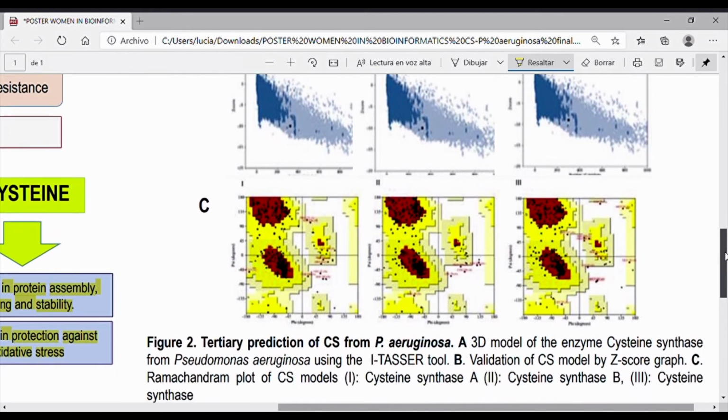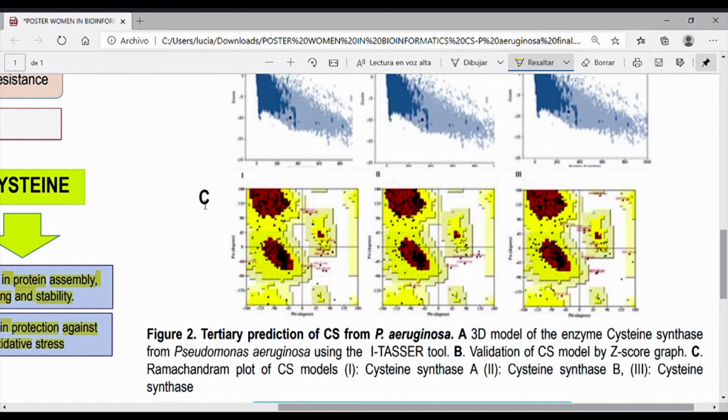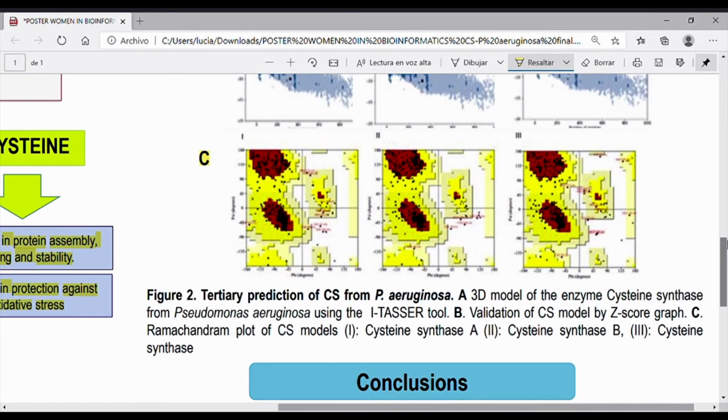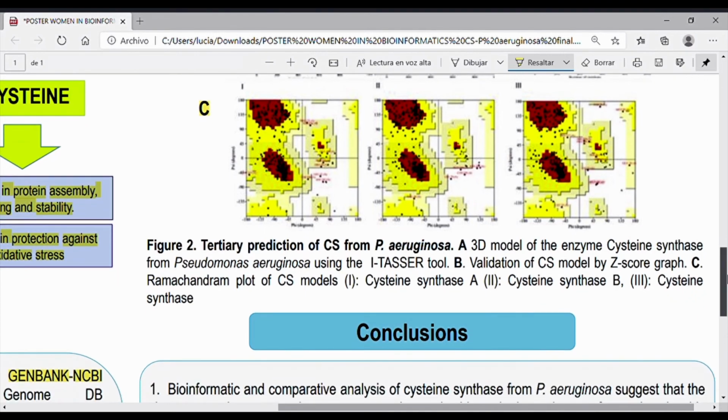Finally, in row C of the second image, we can observe the validation that was carried out on the secondary structure by means of a Ramachandran graph, in which it can be observed that more than 85% of the amino acid residues are found within the allowed and accepted regions, which are observed in yellow and red. So it was concluded that the structure is stereochemically stable.